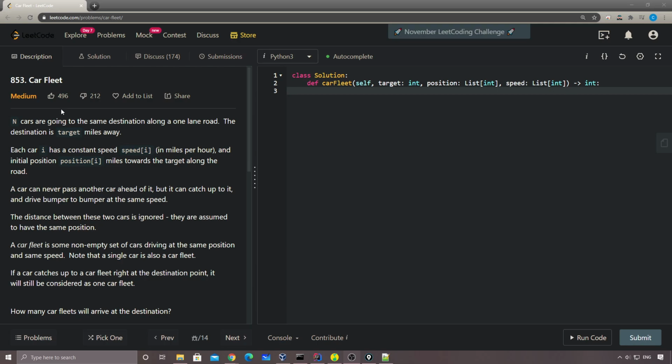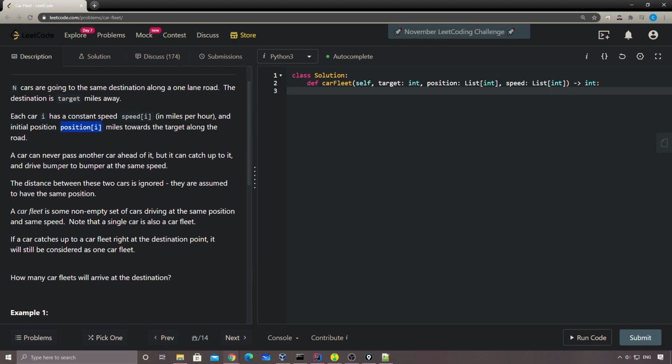So today let's take a look at this problem, number 853, Car Fleet. It's a medium level problem. You're given n cars, and these n cars are going in the same direction on a one-lane road. The destination is target miles away, and each car has a constant speed in miles per hour, and there's also an array representing the initial position of each car.